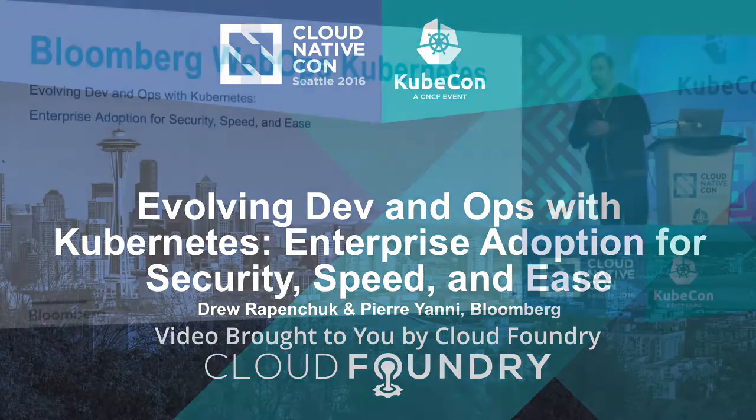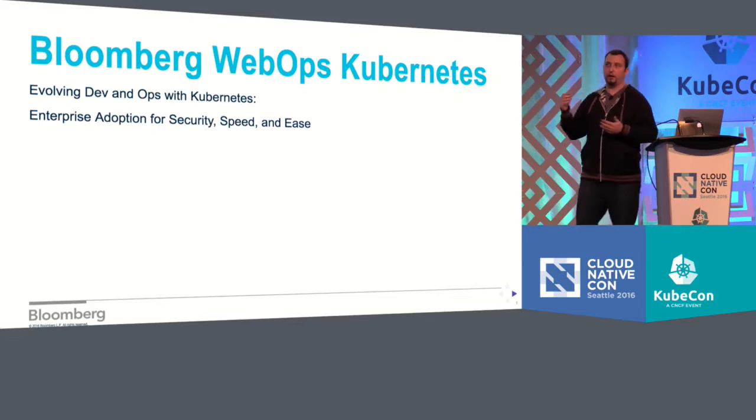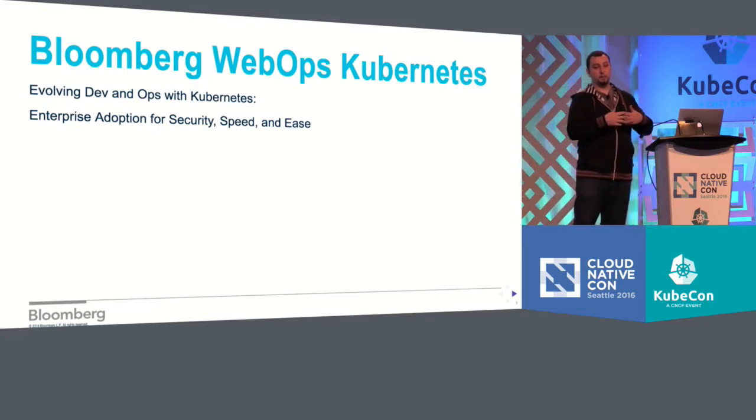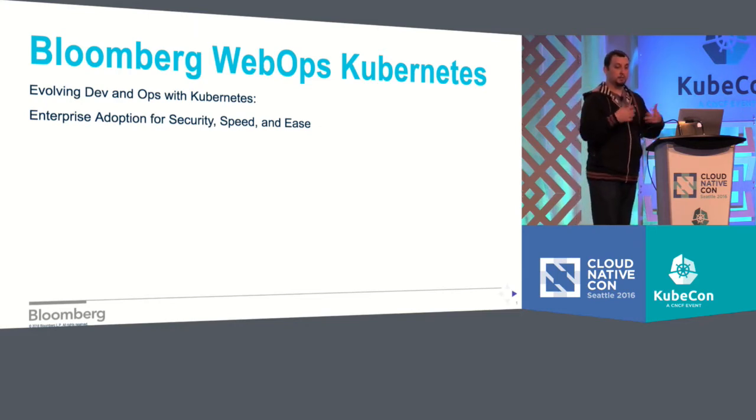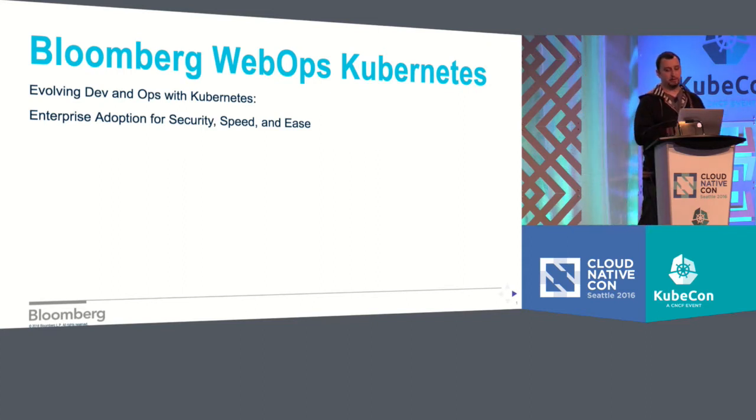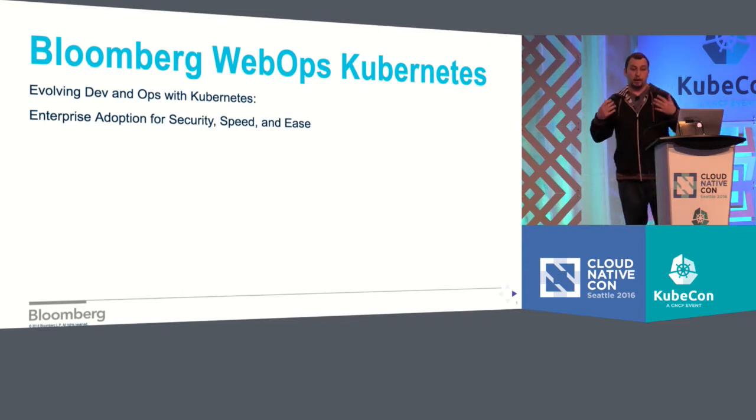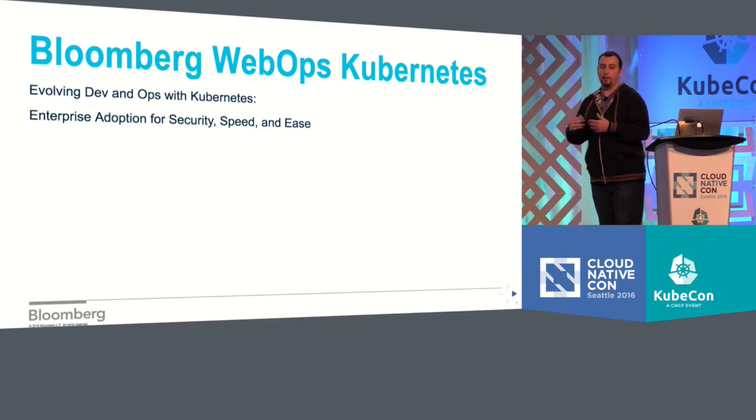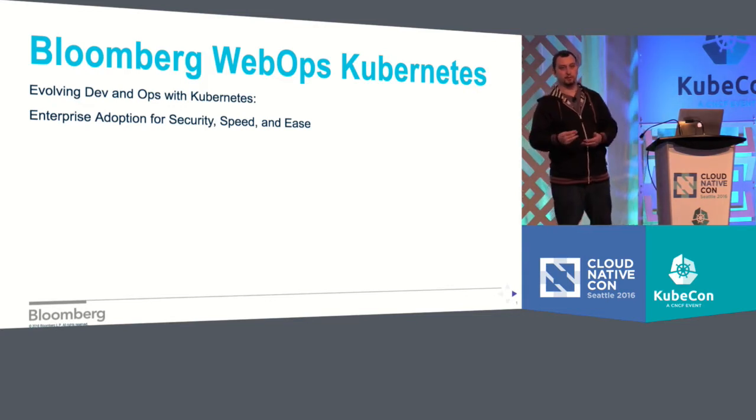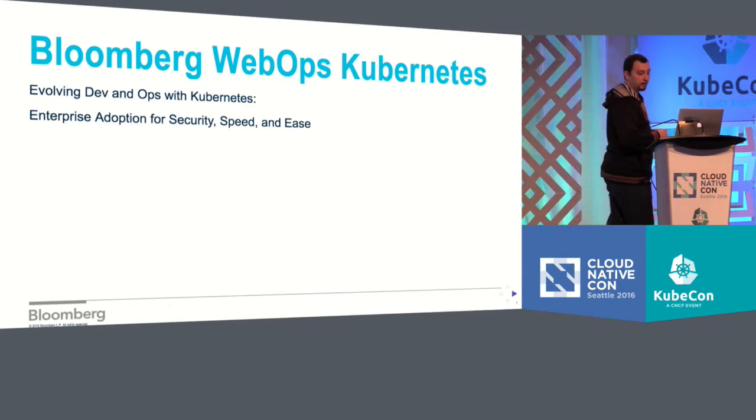I'm from Bloomberg. Bloomberg is a company. We're a data services software company. Essentially, the bulk of what we do is we're taking publicly available data and we transform it into a product that other people consume. Our team specifically, we do web operations. We're the WebOps group, and web operations for Bloomberg is a very different thing from terminal services, whereas terminal is our core product.